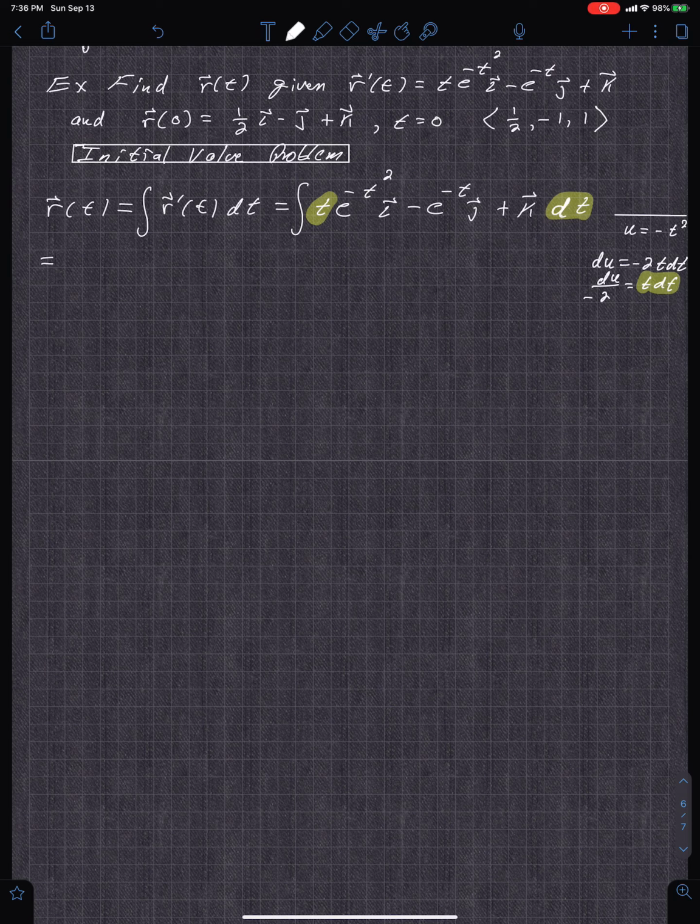So what you get is negative 1/2 e to the negative t squared, and I'll say plus c1. This is how I like to do it and show it. I plus e to the negative t plus c2 j plus t plus c3 k.